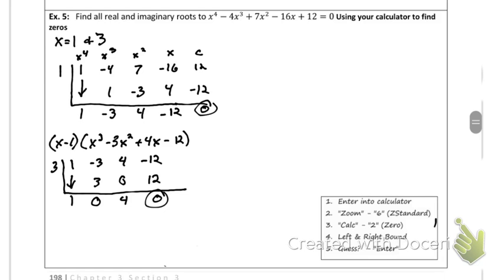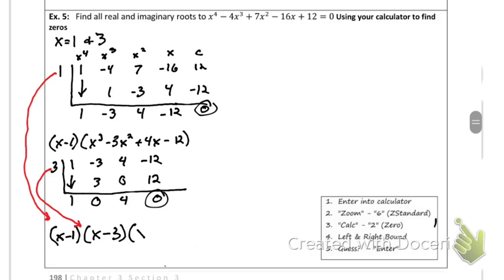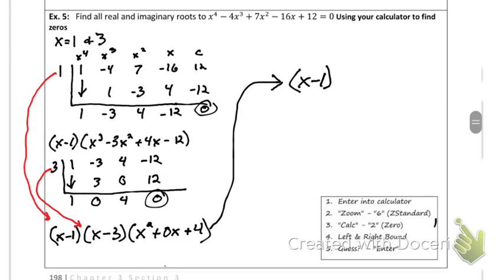Now we have a whole new equation. Not a new equation, but a new look to it. First of all, we factored out an x minus 1, so we're left with x minus 1. Then we factored out a 3, so we'd have times x minus 3. And then we're left with 1x squared plus 0x plus 4. Or more simply, we have x minus 1 times x minus 3 times x squared plus 4. Set that equal to 0.